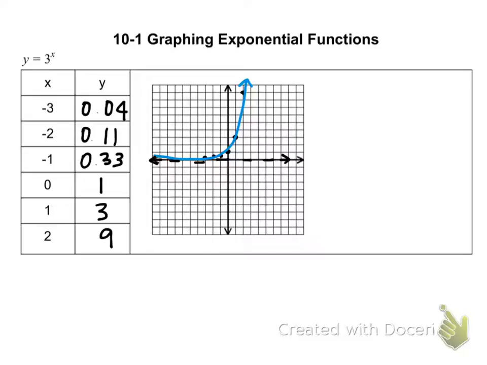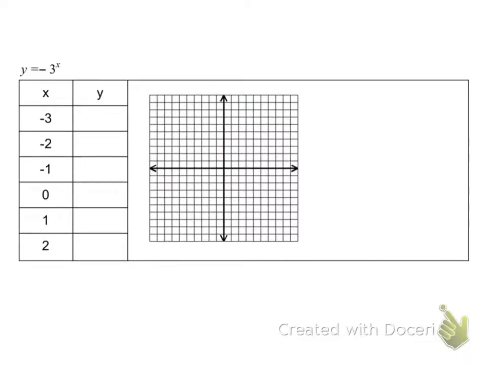All right, so let's look at the next one here. We are going to have a negative out front. Just like with quadratics, when you added that negative out front, it flipped it over the x-axis. The same thing is going to happen. So instead of it growing exponentially, getting very big very fast, it's actually going to get very small very fast. We're going to fill out the same table here and see what that looks like.